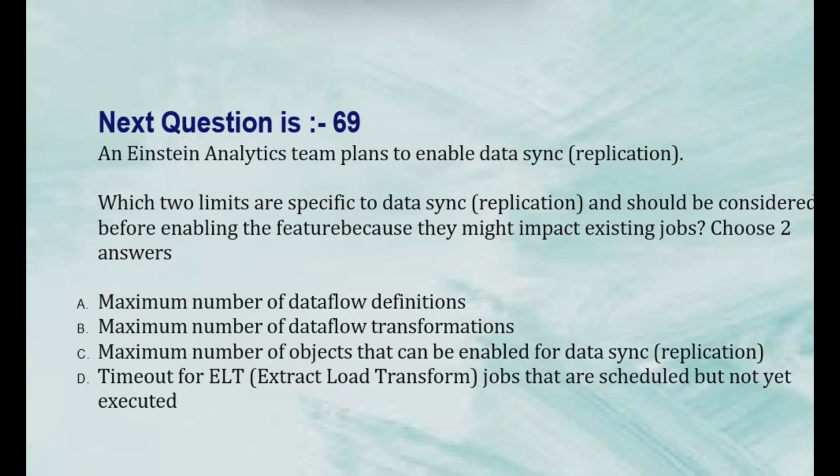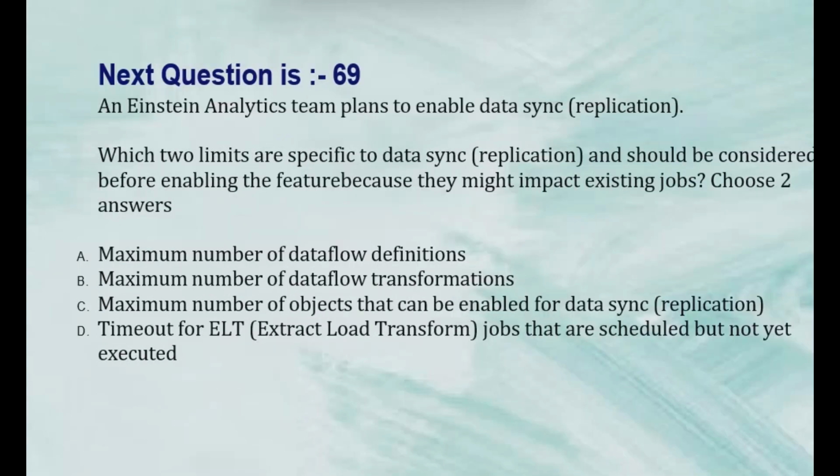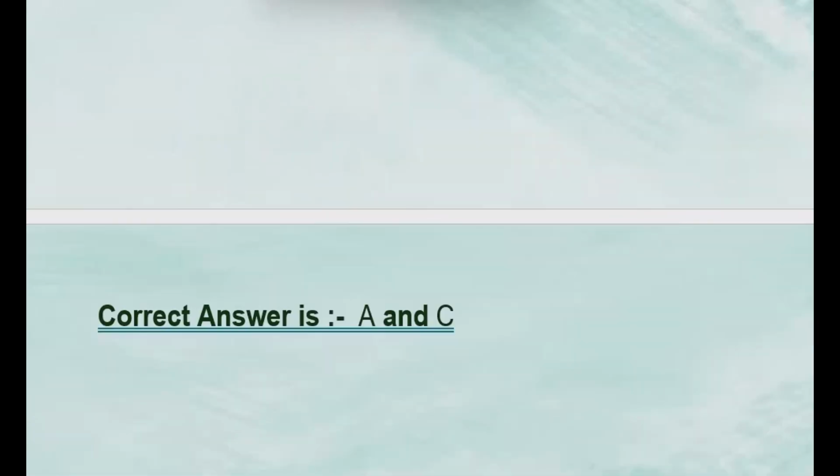Option A, maximum number of data flow definitions. Option B, maximum number of data flow transformations. Option C, maximum number of objects that can be enabled for the data sync replication. Option D, timeout for ELT extract load transformation, load transform jobs that are scheduled but not yet executed. Correct answer is option A and option C.